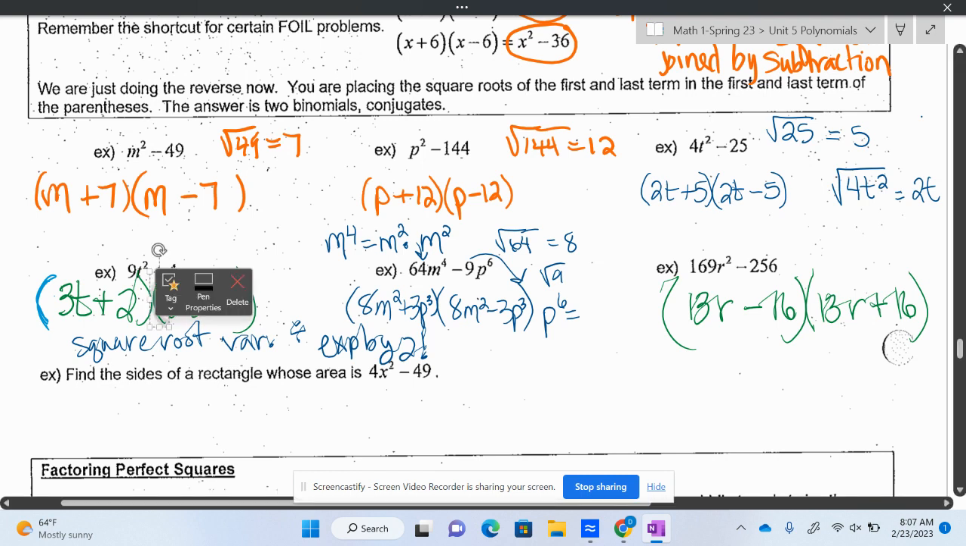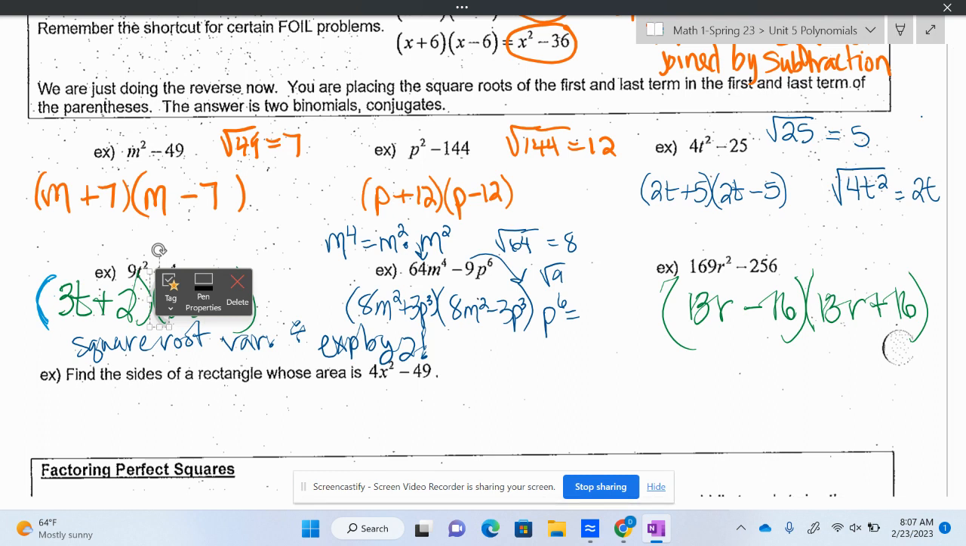Is this the difference of two squares? Is 9t squared the difference of two squares? Does it say 9t squared minus 4 or does it say 9t squared plus 4? It says plus 4. Can we do that? Is that the difference of two squares? Is that a difference? It is not.